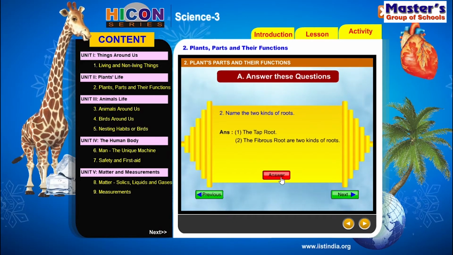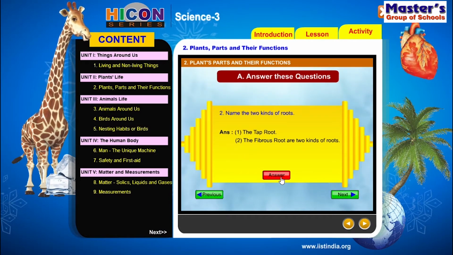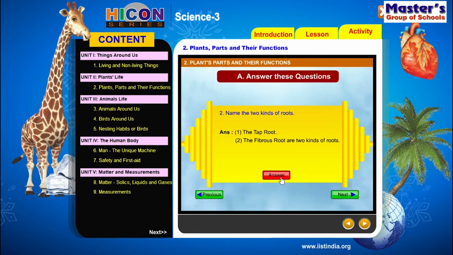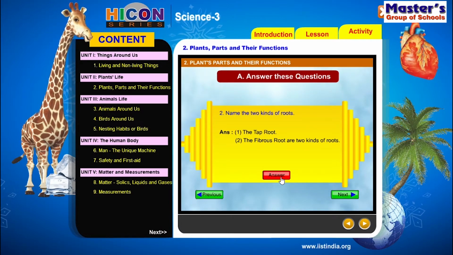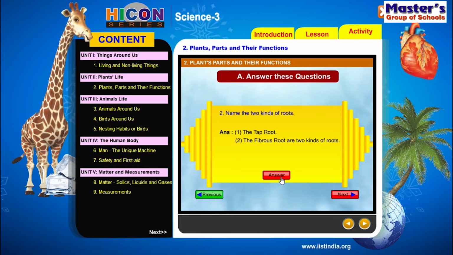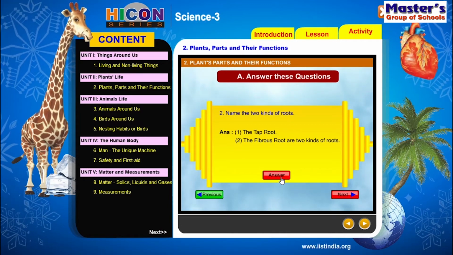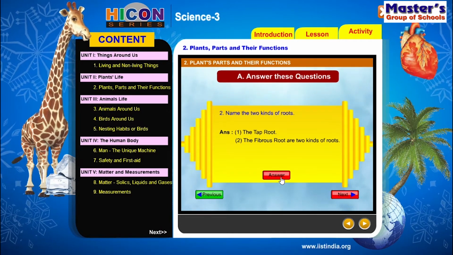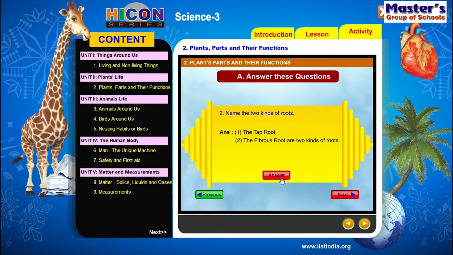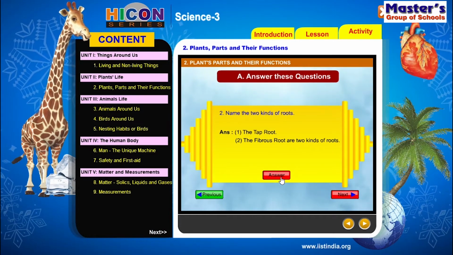So the answer for the second question is, children, there are two types of roots. The first one is the tap root and the second one is the fibrous root. So these are the two kinds of roots. We have already discussed them. In the tap root, there is a main root and some small thin roots grow from the main root. This type of structure is called tap root.